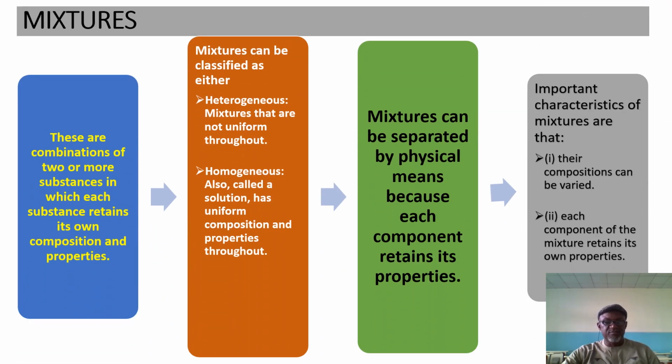Mixtures. Mixtures are combinations of two or more substances in which each substance retains its own composition and properties. Now, from elementary chemistry, you will remember what we talk about when we discuss mixtures and compounds. And of course, mixtures can be separated by physical means. That's why we call them mixtures. Each component still retains its own composition and properties, and that's why there's no chemical reaction between the components. And that's why it's easy for us to separate them by physical means.